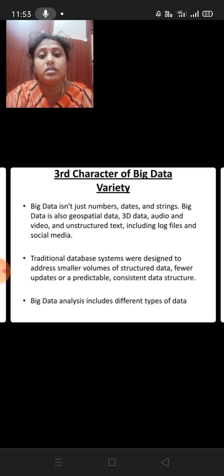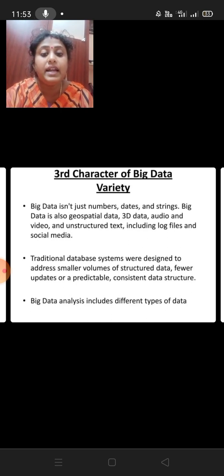And third one is the variety. Big data is not just dates and strings. Big data is also geospatial data, 3D data, audio and video, and unstructured text, including log files and social media. Traditional database systems were designed to address smaller volumes of structured data, fewer updates, or a predictable and consistent data structure. Big data analysis includes different types of data.